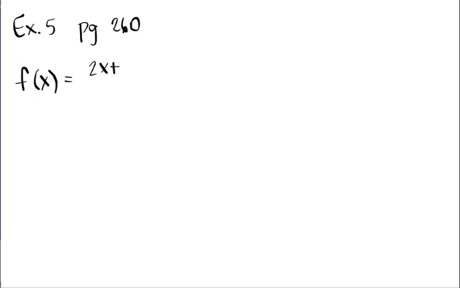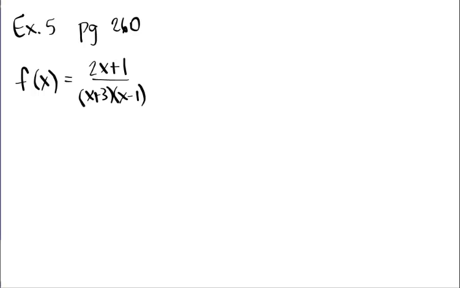Alright, let's look at another function type now. Let's look at a rational function. This is going to be example 5 on page 260. And we'll let our function look like this. 2x plus 1 divided by x plus 3 times x minus 1.